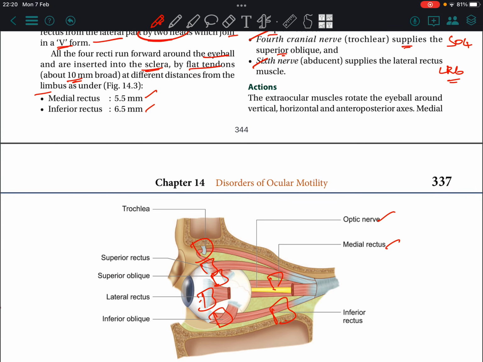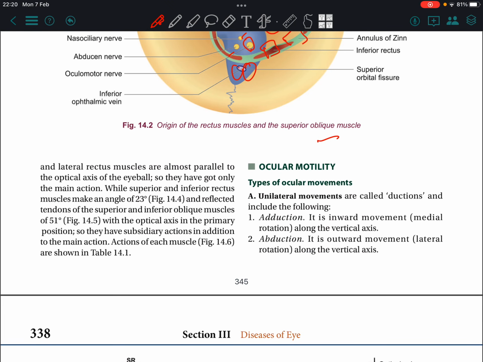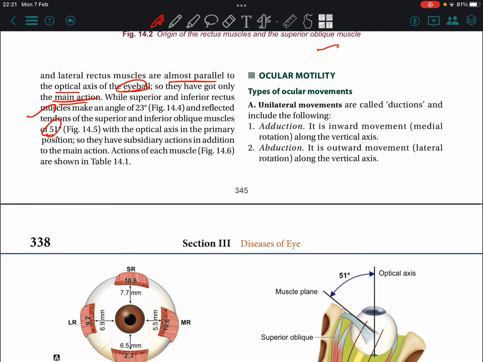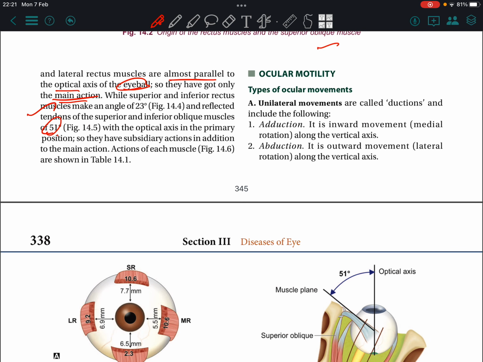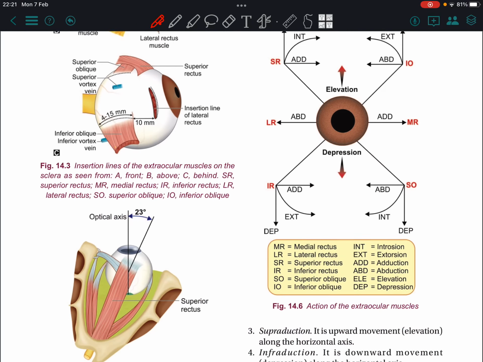Then action: the extraocular muscles rotate the eyeball around vertical, horizontal and anteroposterior axes. The medial and lateral rectus muscles are almost parallel to the optic axis of the eyeball, so they have only a main action, while the superior and inferior rectus muscles make an angle of 23 degrees, and the reflected tendons of the superior and inferior oblique muscles 51 degrees, with the optical axis in the primary position, so they have subsidiary actions in addition to the main action. The action of each muscle, figure 4.6, is shown in table 14.1.